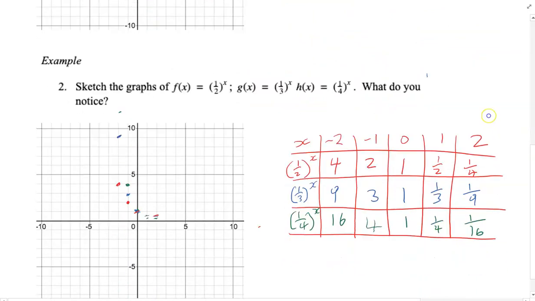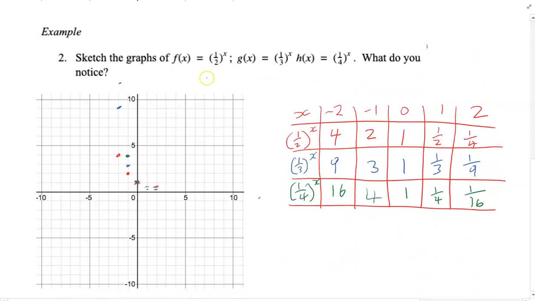Now let us sketch another set of exponential functions. f of x is equal to 1/2 to the x, g of x is equal to 1/3 to the x, and h of x equals 1/4 to the x. For f of x equals 1/2 to the x, we will plot them in red, similar to what we did with 2 to the x, 3 to the x, and 4 to the x. For g of x equals 1/3 to the x, you plot the points in blue and draw a smooth curve through them, as smooth as possible.